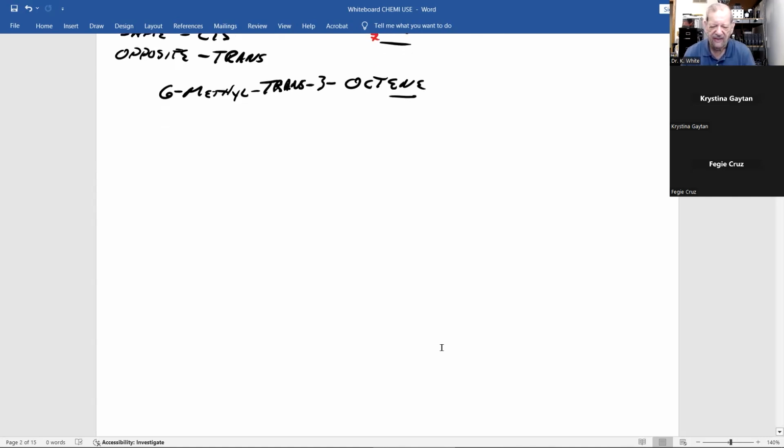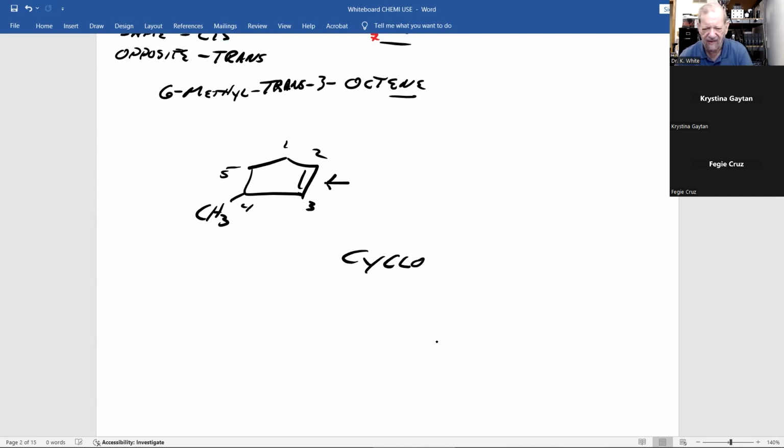So if I look at this molecule, what's different? A double bond is in a ring. There's 5 carbons in that ring. So that's cyclopentane, drop the ane, put ene, cyclopentene.